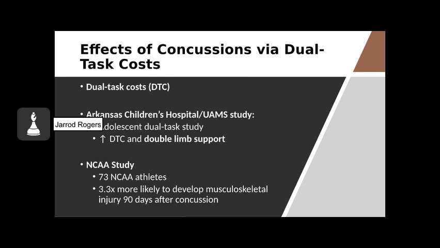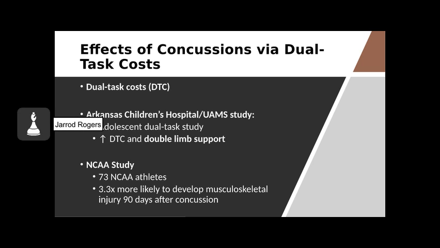Dual task costs are deficits occurred in gait when performing a secondary task simultaneously. Arkansas Children's Hospital performed a recent study with healthy adolescent patients in a dual task scenario, performing a walking route while simultaneously completing a visual spatial task. This study showed an increase in dual task costs and double limb support, meaning more time walking was spent on both legs compared to a single leg each stride, representing a deficient gait.